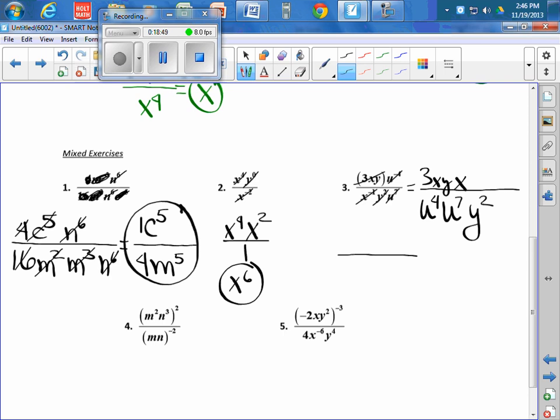Fraction bar. 3's in the numerator, keep it there. Alphabetical order. What's u to the 4th times u to the 7th? U to the 11th. What's x times x in the numerator? X squared. Now I have a y over y squared. The exponent here is 1. 2 minus 1 is 1, so I'm going to have y to the 1st power. Where? It's right in the denominator. And there's your final answer.